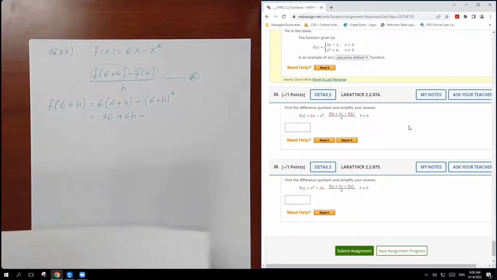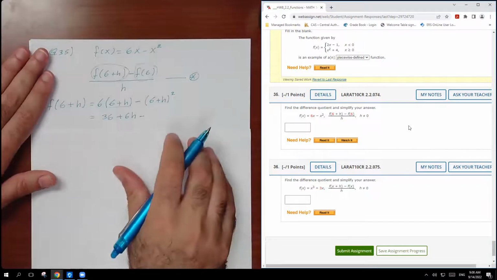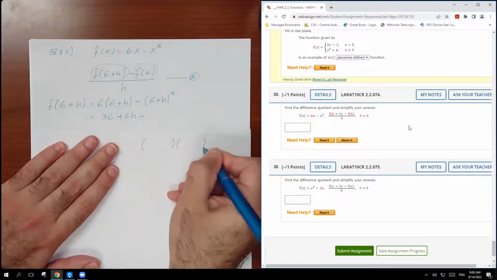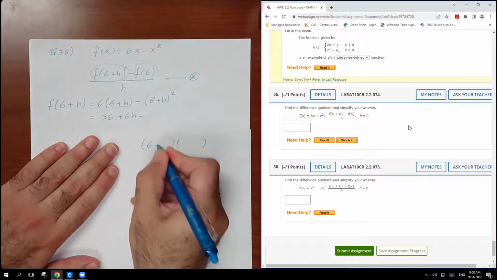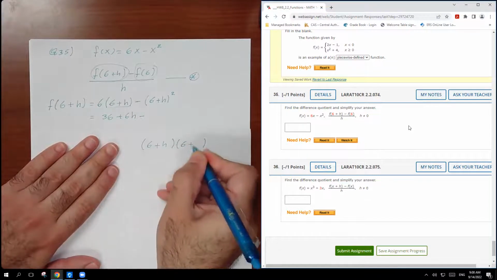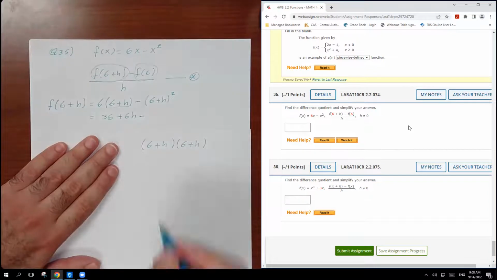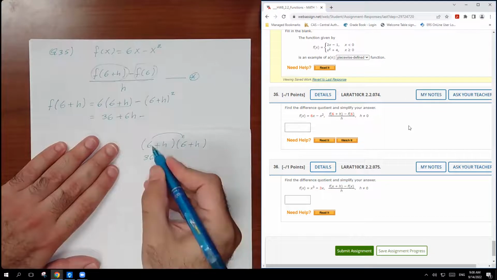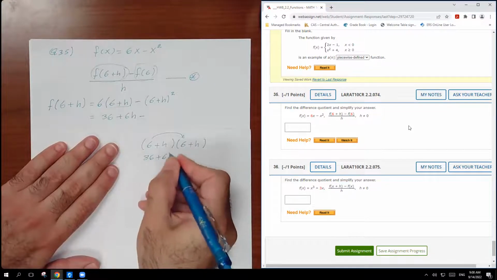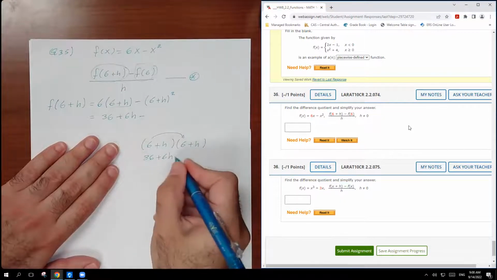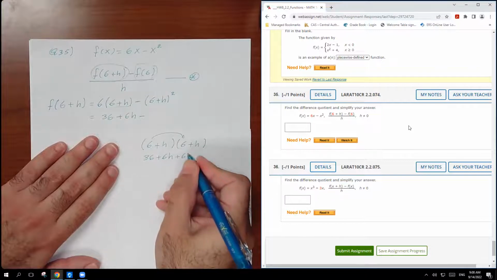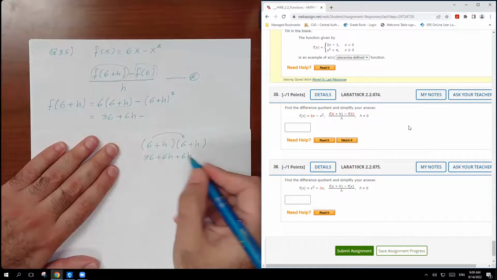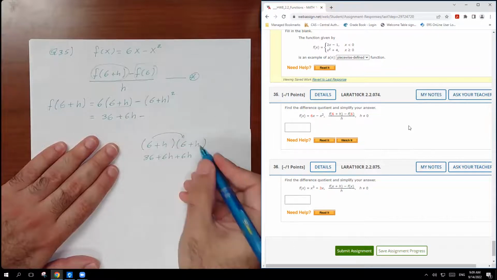To simplify this one, we'll go ahead on the side. I'm going to open two parentheses, 6 plus h, 6 plus h, and FOIL it. 6 times 6 is going to be 36. 6 times h is going to be 6h. H times 6 is going to be h6, which is the same thing, 6h. H times h is going to be h squared.